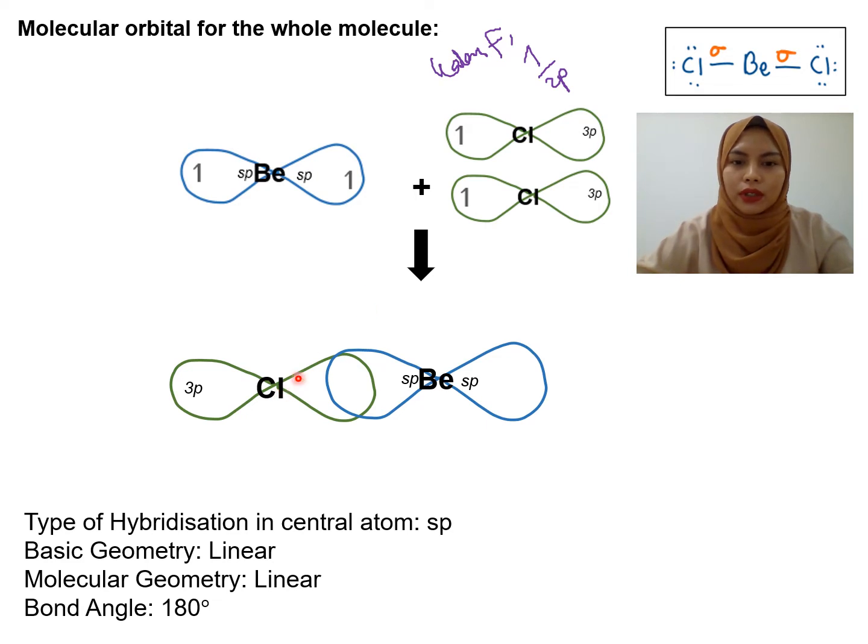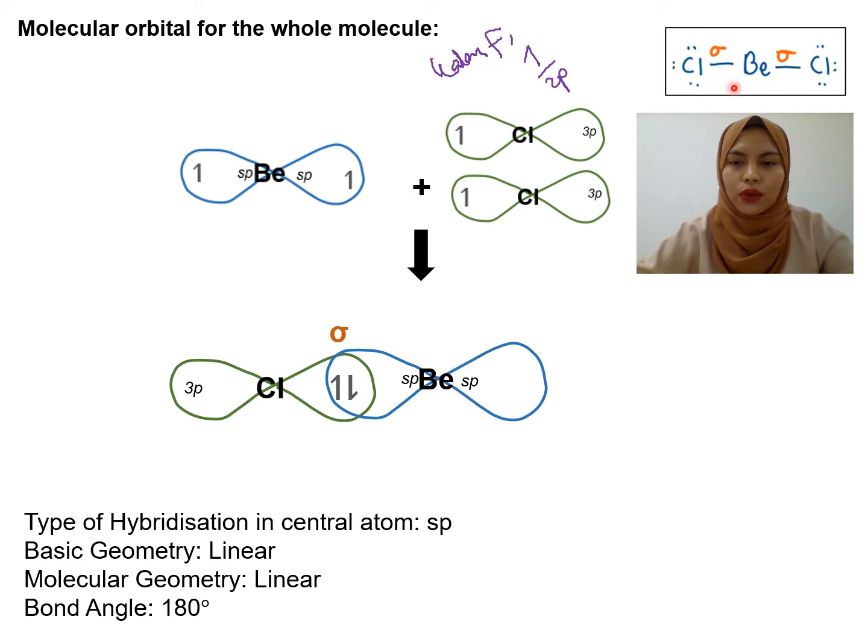Sama je bentuk dia. Bentuk dia bentuk dumbbell sebab dia p orbital, so bentuk dumbbell lah. Okay, since the single electron dekat Cl in 3p orbital ni dia overlap dengan single electron di sp hybrid orbital Be, makanya dia punya overlap tu, since dia buat overlap end to end, therefore this overlap adalah sigma overlap. And then since diorang dah berpasangan, so diorang punya elektron pun akan jadi berpasangan lah, satu di atas, satu di bawah. Okay, lepas tu this is how Be Cl bond di sebelah kiri terbentuk.